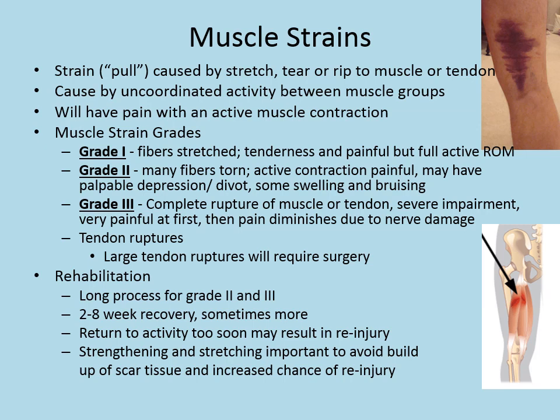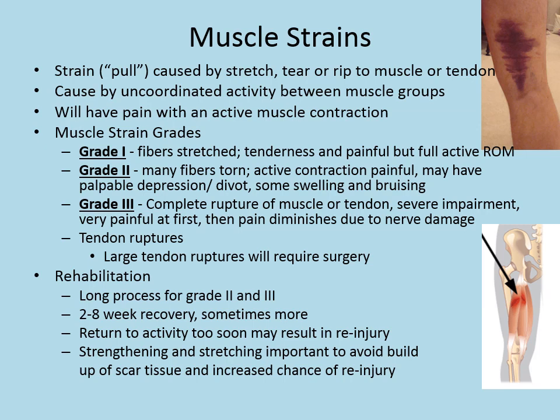This is actually not usually caused by an overstretch of the muscle, although it could be. Most often it is caused by an uncoordinated activity between muscle groups. So we used to do a lot of static stretching prior to activity to try to avoid muscle strains, but realistically it's more about uncoordinated activity than about overstretching a particular body part, although it is possible to do that as well. The person with a muscle strain will often have pain with active muscle contraction. In this particular case, in the picture we see at the top of the screen, a person also has quite a bit of bruising or ecchymosis associated with their injury.